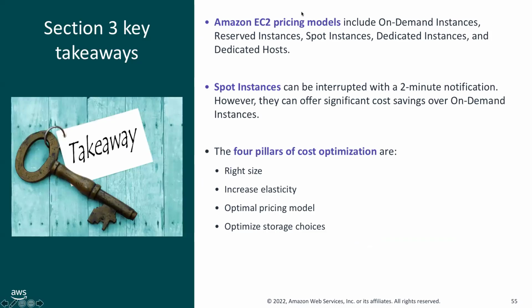So the key takeaways from EC2 cost optimizations are, as you can see, it includes on-demand instances, reserved instances, spot instances, and dedicated instances and dedicated hosts. So we have categories to choose from as per our need. There is no hard and fast rule, but depending on our need as an organization or the application we are running, we can do that, right? If we choose spot instances, we should remember that they can be interrupted with a 2-minute notification.